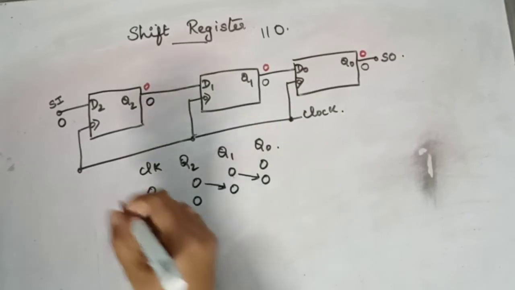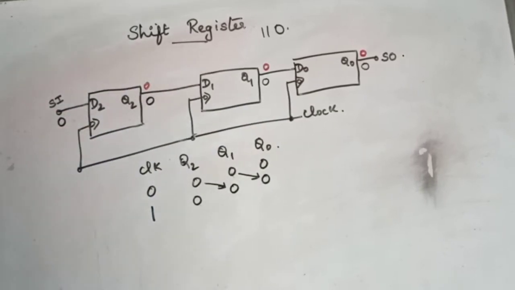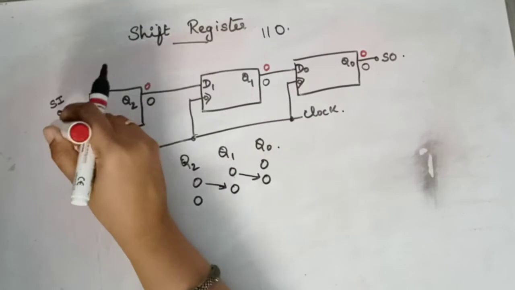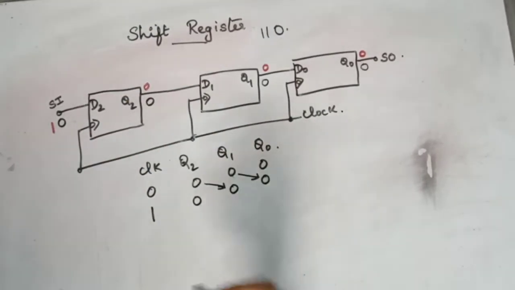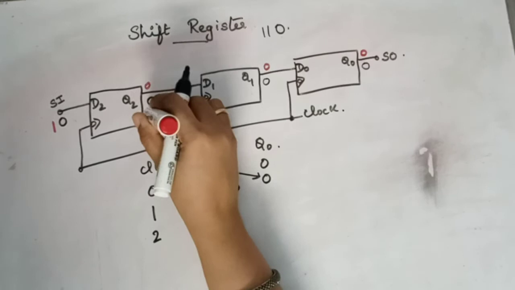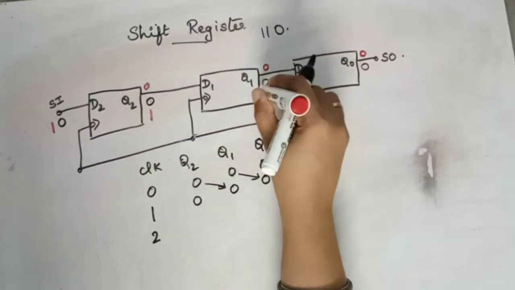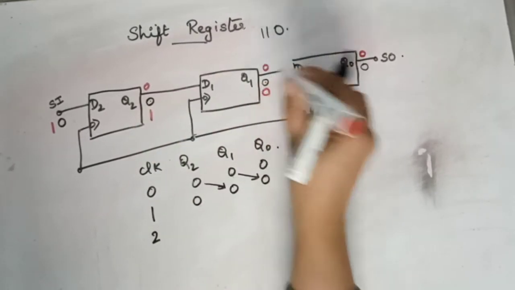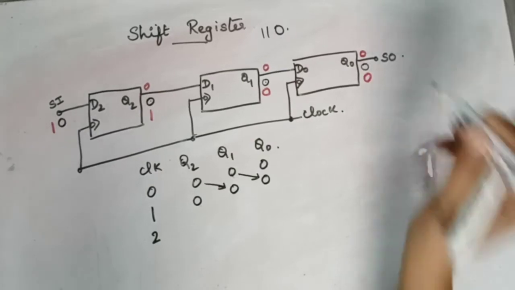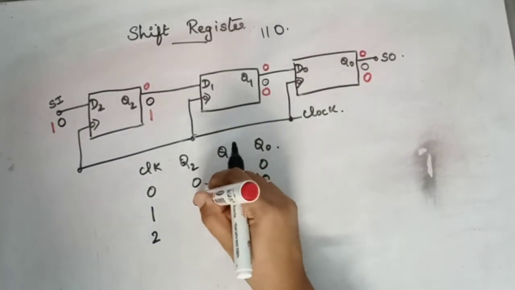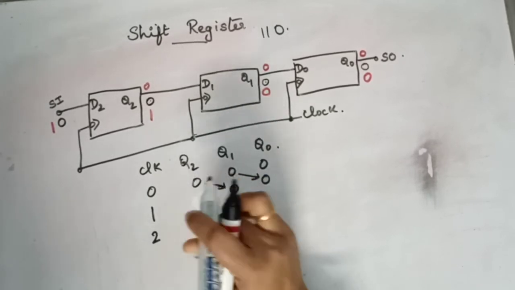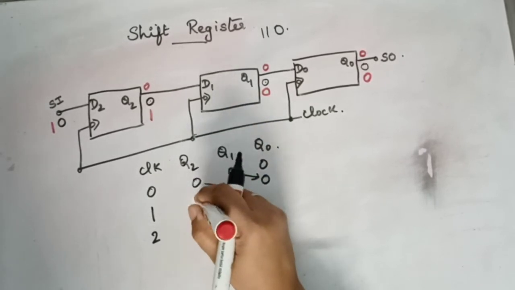Next I'll give this middle one and I'll apply the clock. So what happens? That one will come here. This 0 will come here. This 0 will come here. So what happens? So this is my actual data. This is my actual data.